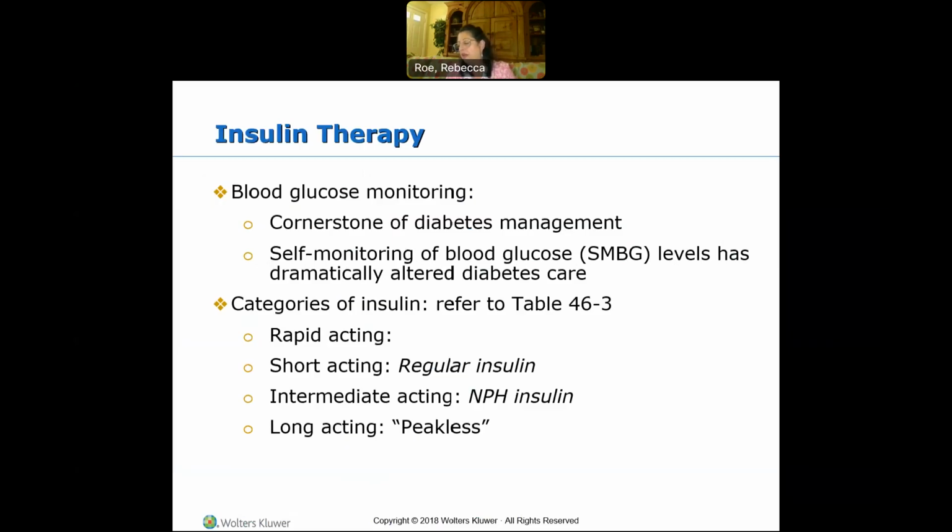And then your long-acting insulin is very slow onset. It's basically like a basal type of thing. It doesn't have a peak to it at all. And you usually give this once every 24 hours. And this just serves as your basal rate. It just keeps an even level of insulin through your body.